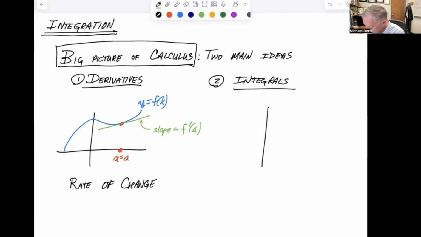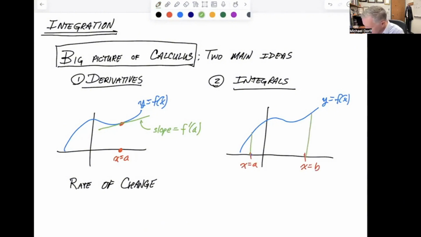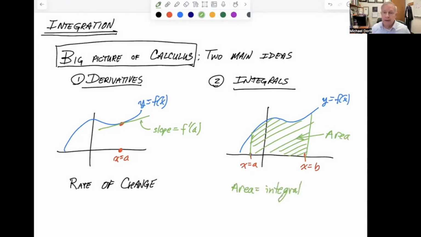Again, we can start with the graph of a curve, y equals f of x. This time we're going to look at 2 points, let's say x equals a and x equals b. We're going to look at the area under the graph but above the x-axis, and that area equals the integral. So we're going to be interested in that area.